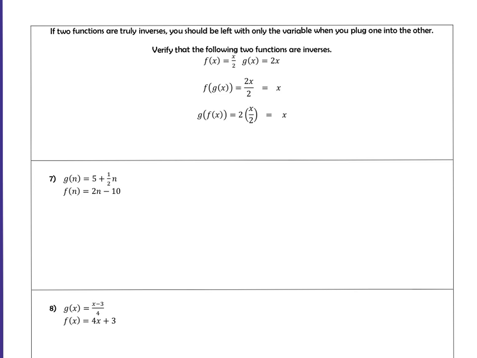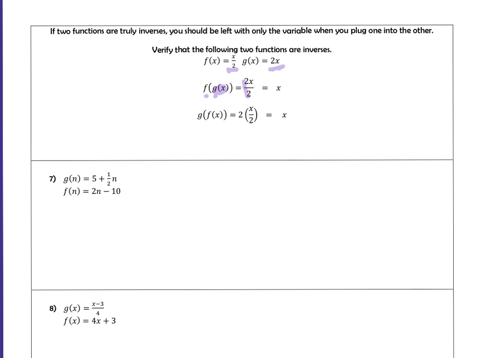And it says, if two functions are truly inverses, you should be left with only the variable when you plug them into each other. So verify that the following two are inverses. It says f of x and g of x, and I find f of g of x. So I'm plugging g into f, and once I do that, I put g, which is 2x, into x divided by 2, so I get 2x over 2, and the 2's go away, and I get left with x, right?